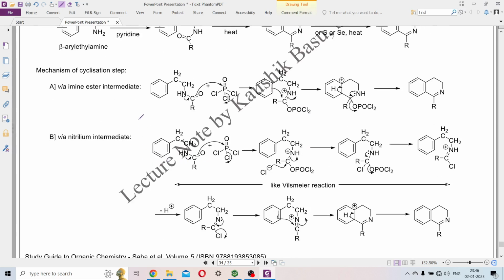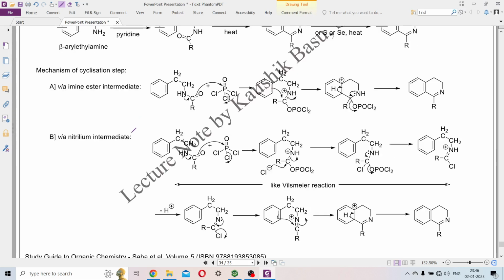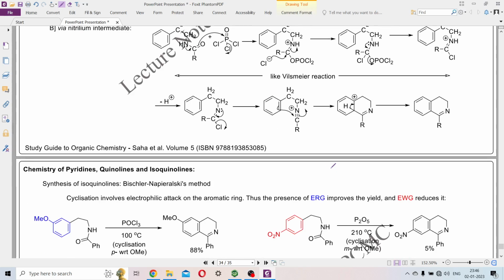The mechanism of the dehydration is disputed, or I could say that there are different types of mechanism where imine ester linkage establishment can account for it, or it could be like a Vilsmeier reaction where this nitrilium ion is involved, and which is further captured by the benzene ring to give you the corresponding 1,2-dihydroisoquinoline, etc. So any of this is acceptable.